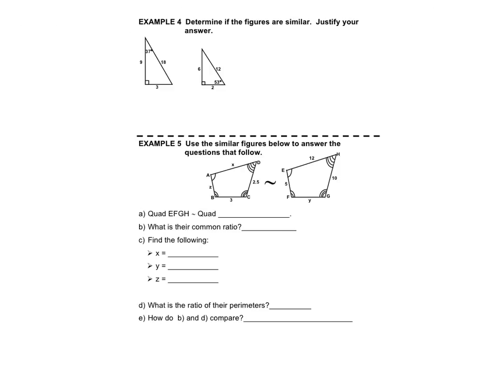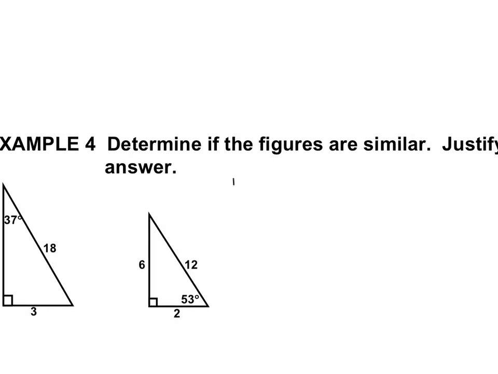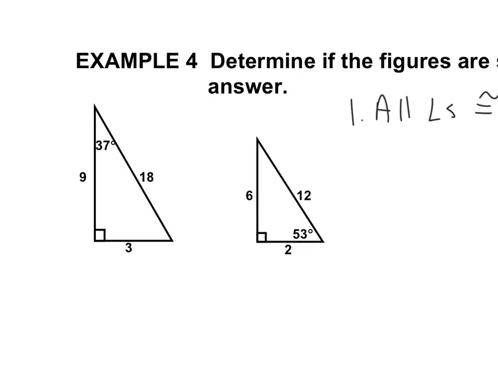Now, we can use that to determine if things are similar. We're going to have to justify our answers. So there are 2 things that have to be true. I don't know if these are similar yet, but I can find out. The first thing I have to check is, are all the angles congruent? So I can look over here and I know that 90 equals 90, but I have to find the missing angles to determine if they're all congruent.